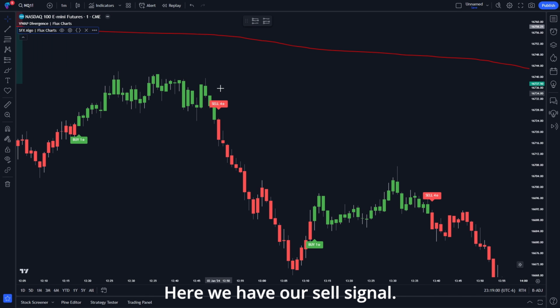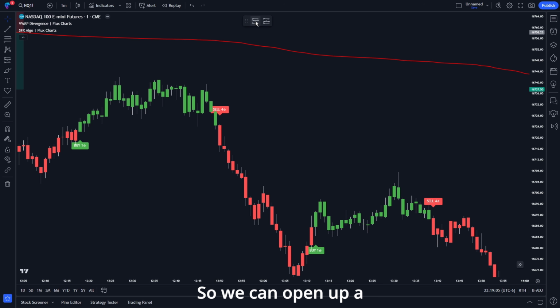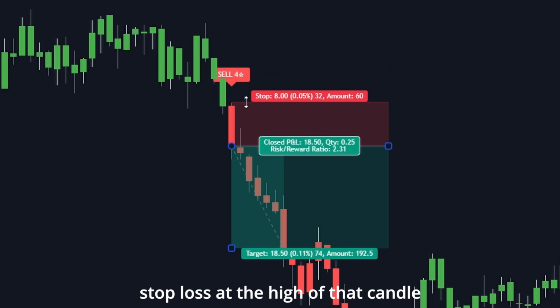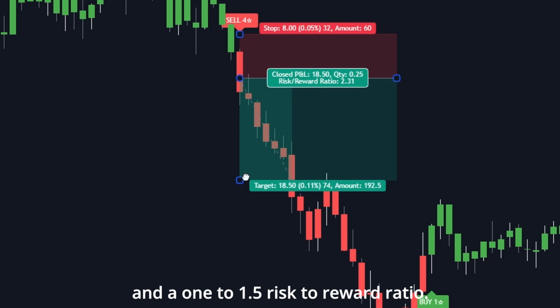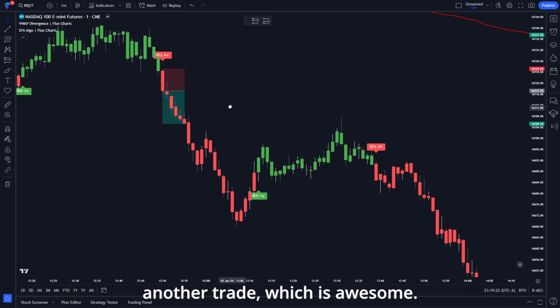Here we have our sell signal, we're below the VWAP line and it's red. All our conditions are met, so we can open up a short position at the close, stop loss at the high of that candle, and a 1 to 1.5 risk to reward ratio. And just like that, we won another trade, which is awesome.